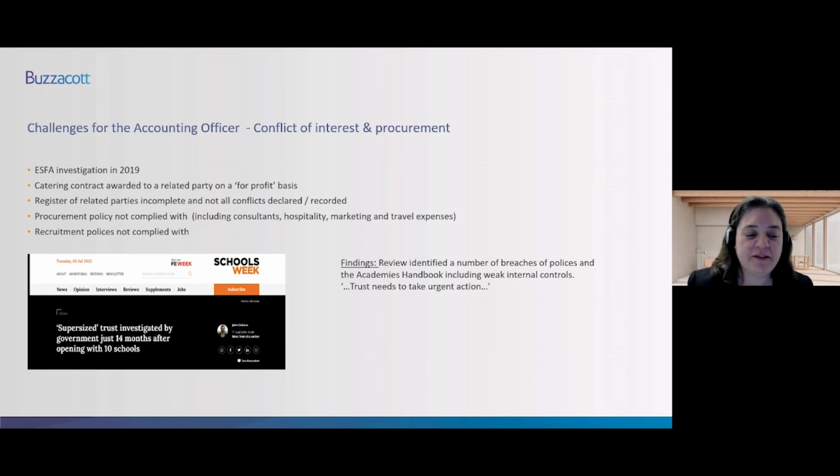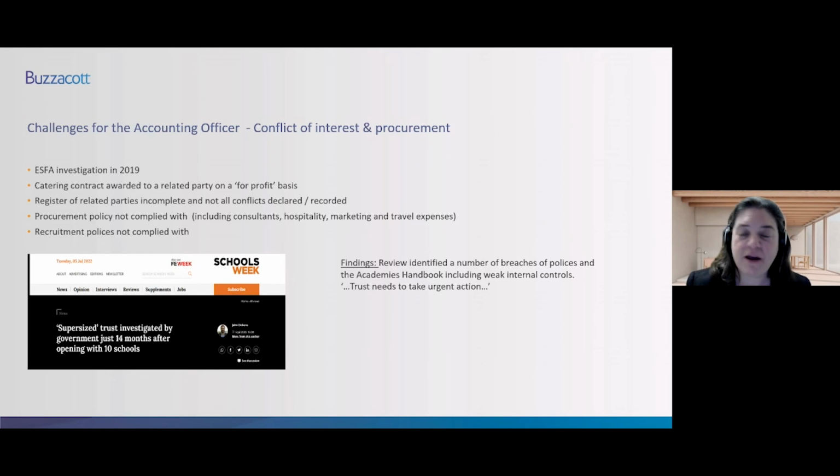And finally, on this section of the ESFA's review, the review noted that a board meeting was held at a local 5-star hotel, even though the academy had meeting rooms on site that could have accommodated the numbers. It's not a problem having an external venue if it's necessary, but the academy should do an assessment of why you're using it and what the value for money issue is for using that venue. So those are a few things on procurement and travel policy.